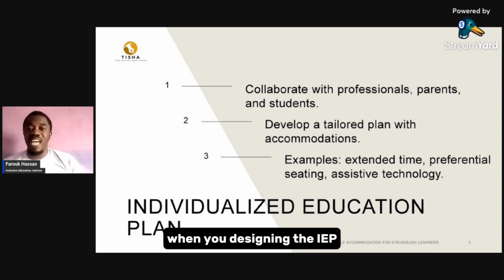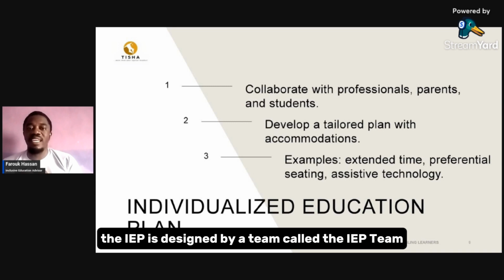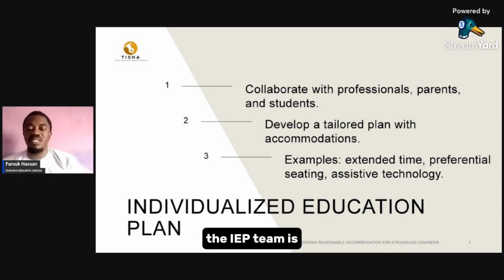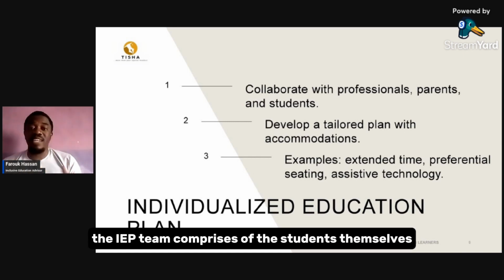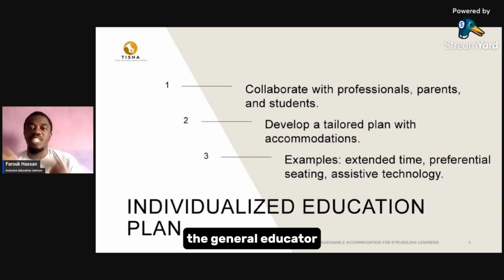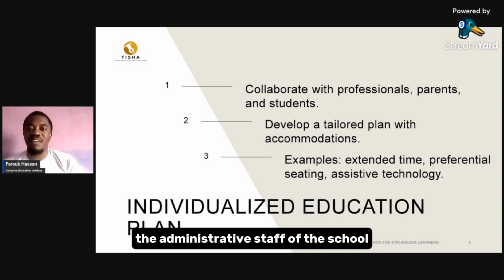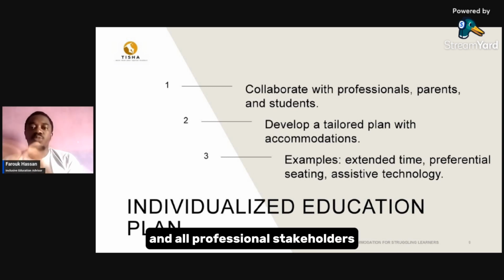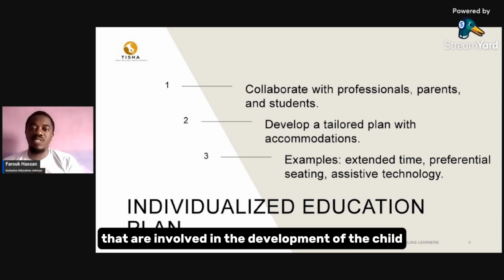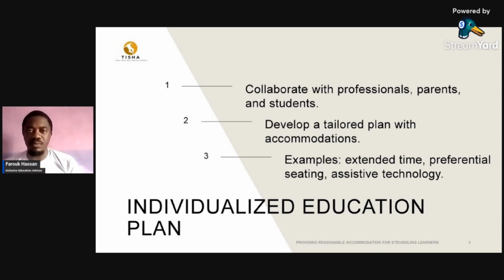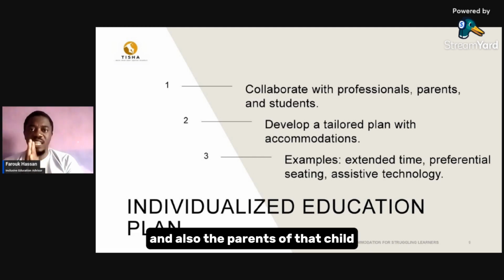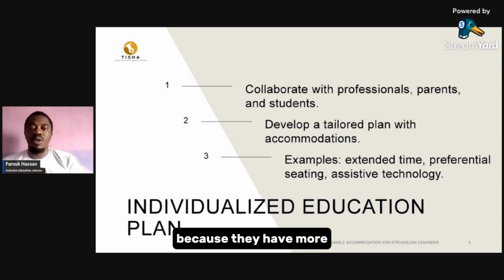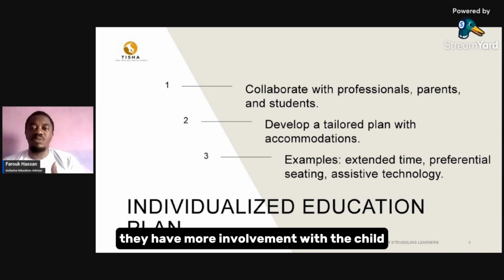Now, the IEP is designed by a team called the IEP team. The IEP team comprises the students themselves, special educator, the general educator, the administrative staff of the school, and all professional stakeholders that are involved in the development of the child. And also the parents of that child need to be part of the IEP because they have more involvement with the child.